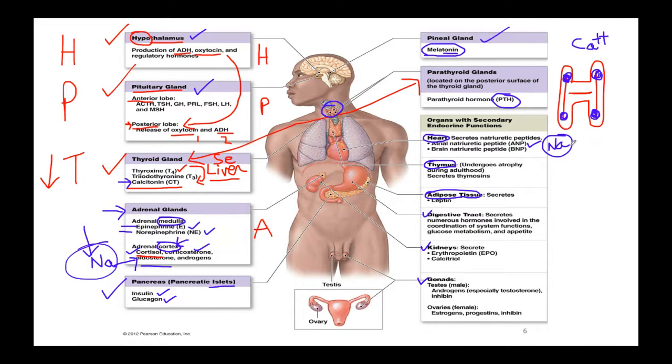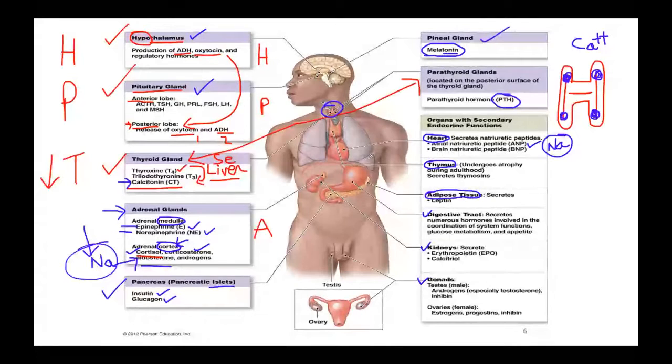Whereas ANP is going to help us get rid of sodium. And if we're getting rid of sodium, we're getting rid of water. Okay? So sodium and water go together. You lose water, you lose minerals. You hold on to sodium, or you hold on to minerals, you hold on to water. You hold on to water, you hold on to minerals.